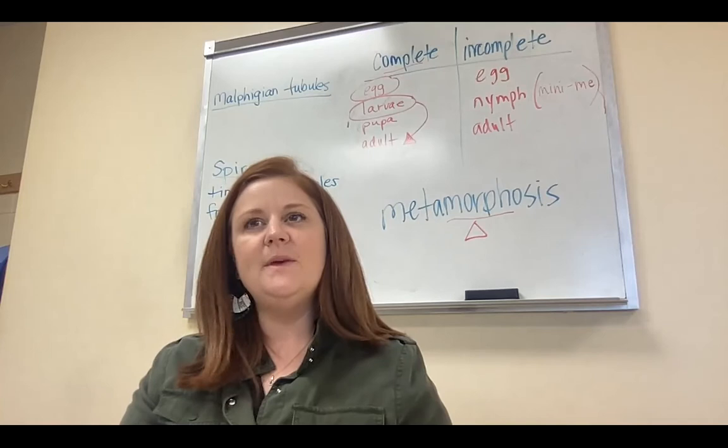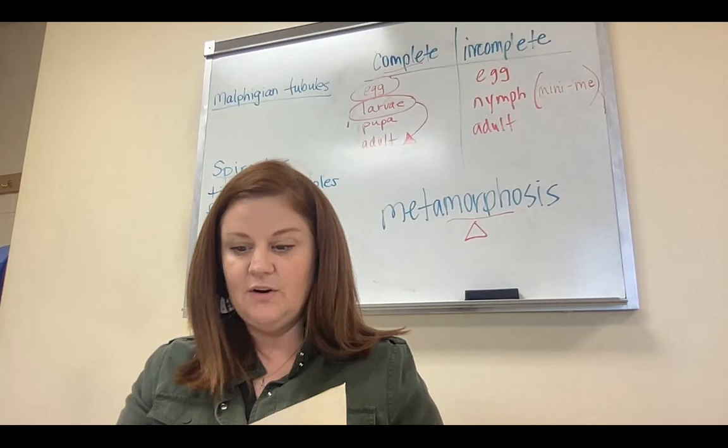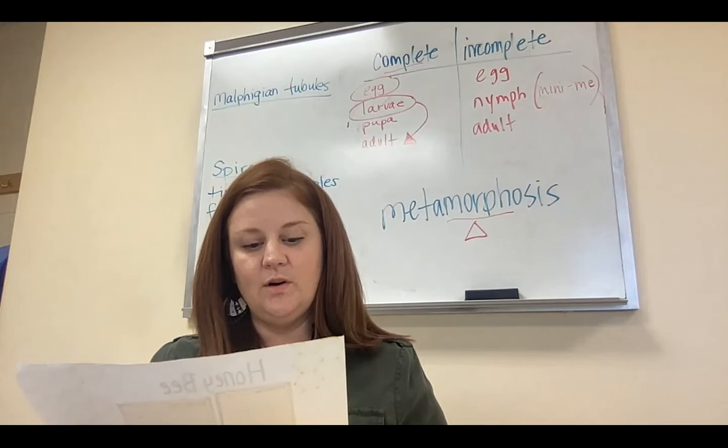The honeybee is the official state insect of North Carolina. They have chewing and sucking mouth parts. Their source of food is pollen and nectar. They're herbivores. They are considered a beneficial insect, although they can be harmful if they sting you.